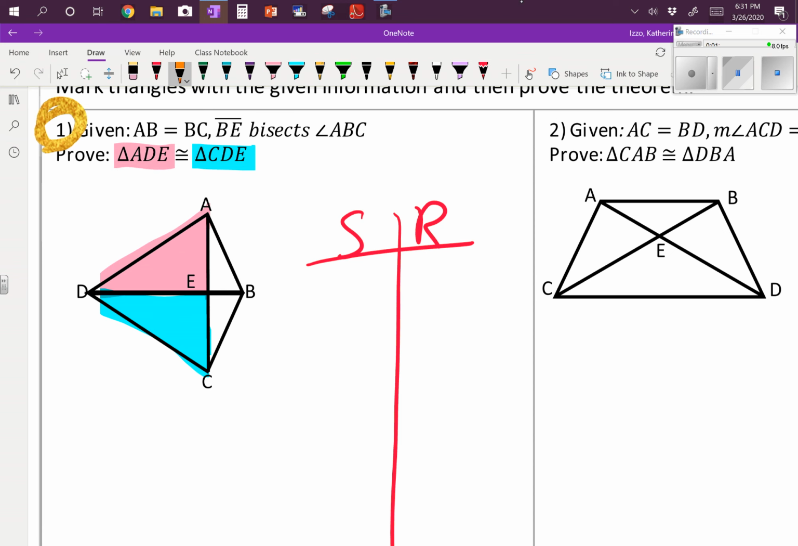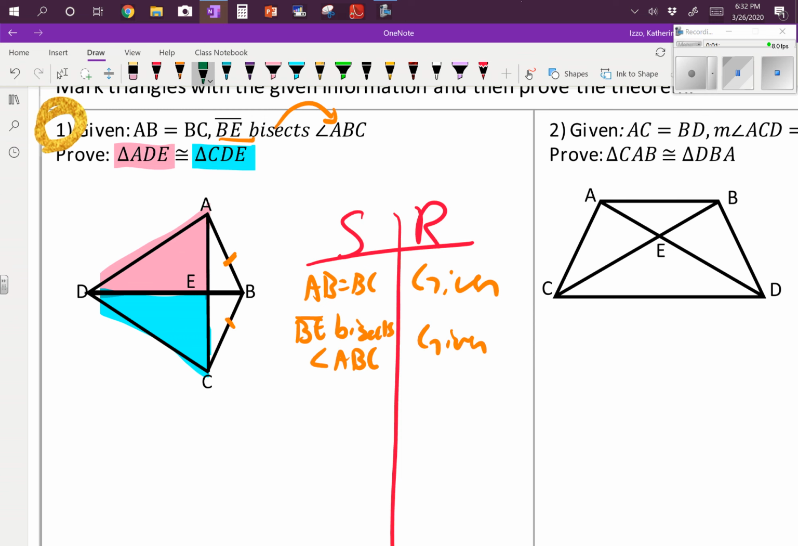Let's take a look at where my givens are. AB equals BC. That's a given. And that's right there. And BE bisects angle ABC. That's my second given. Now, bisects means we need definition of bisects. Definition of bisects means to cut into two equal pieces. We are cutting the angle ABC into two equal pieces.